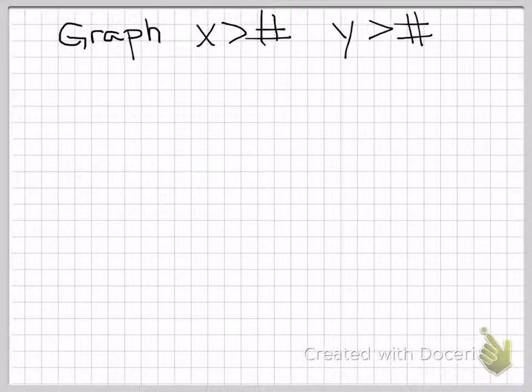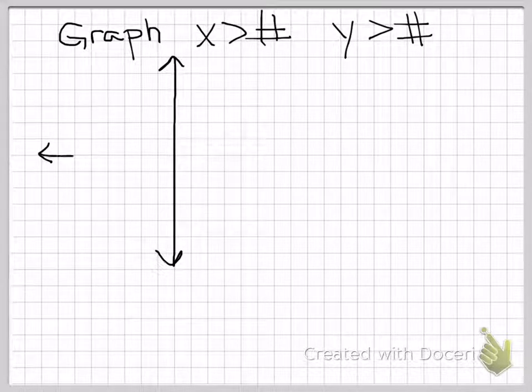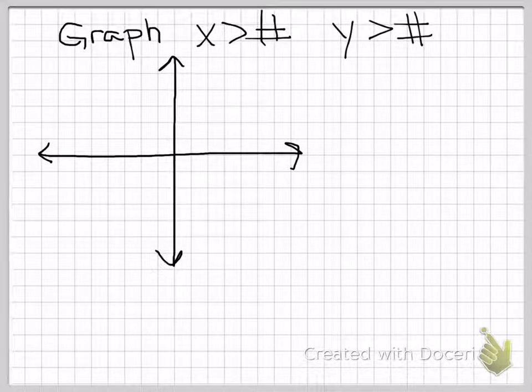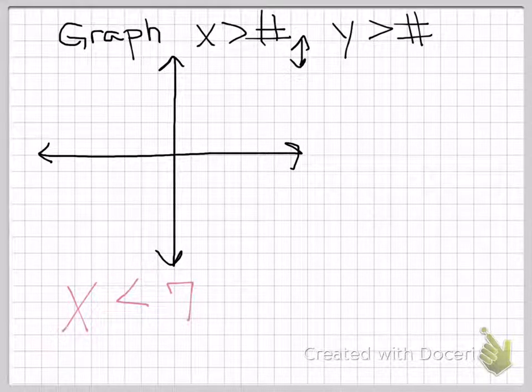So for x lines, we have a grid right here. X equals lines are vertical lines. So we have x equals a number, that's going to be a vertical line like this. I'm going to change the color and I'm going to graph the line x is less than 7. To graph that, we go over to 7. 1, 2, 3, 4, 5, 6, 7.